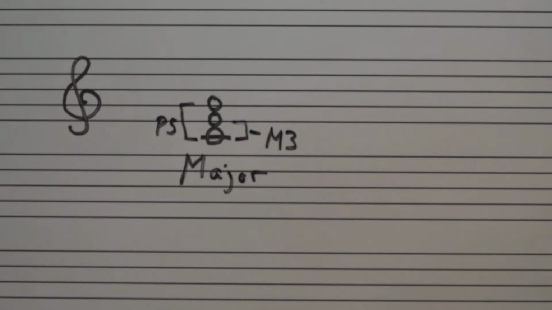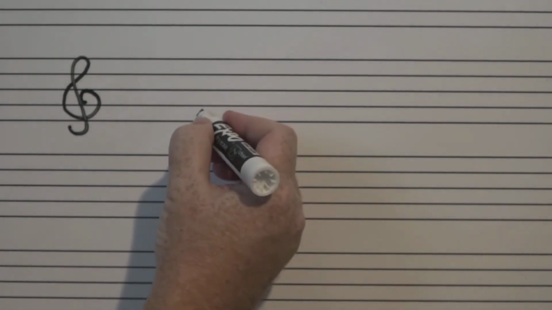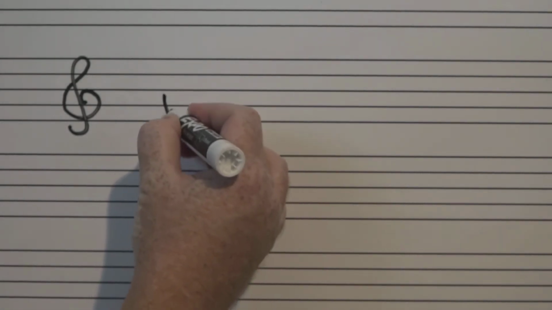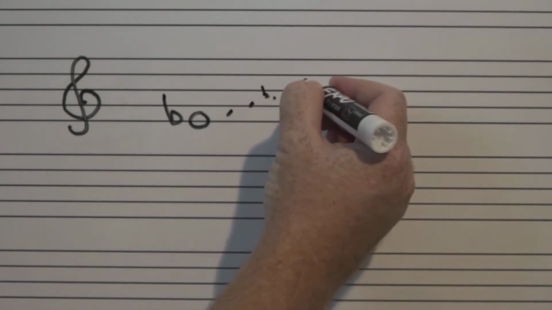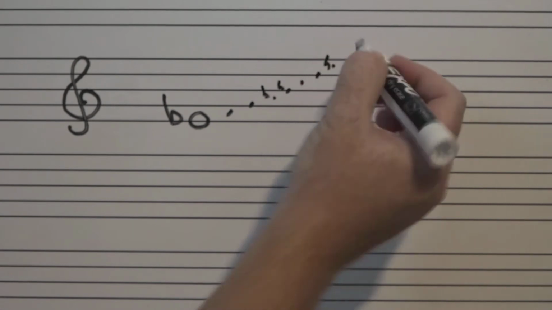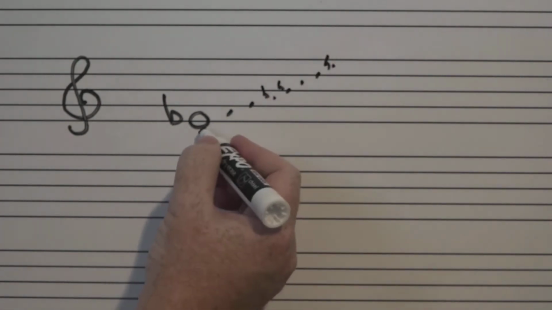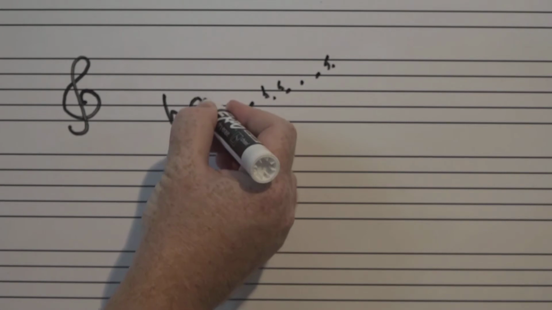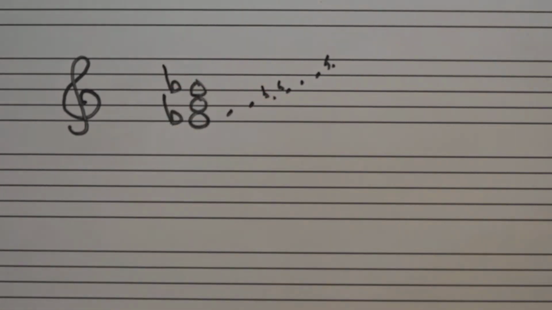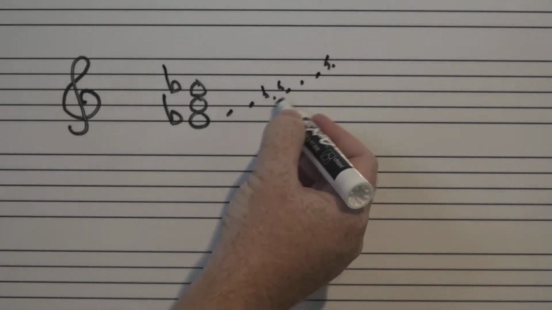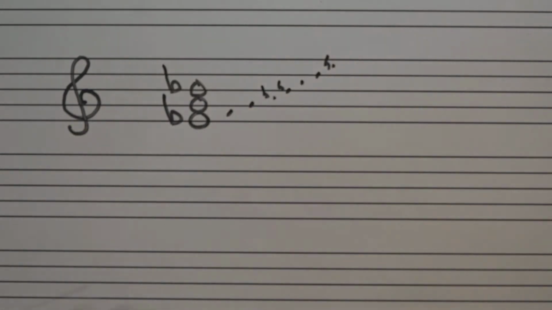Let's do that in a different key. And let's build a major triad on E flat. Well, you simply need to know your E flat major scale, and you know that it's going to be scale degree 1, scale degree 3, and scale degree 5. Because E flat major has an A flat and an E flat and a B flat and an E flat. So there's a major triad.